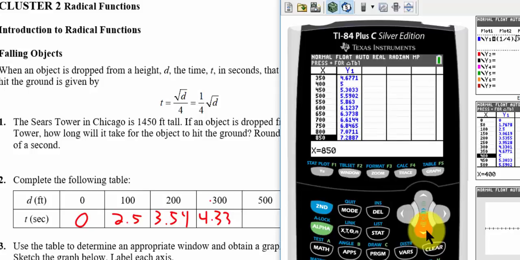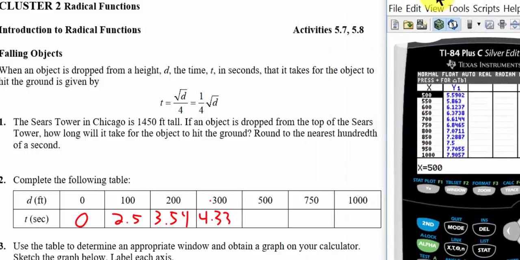So I'm just going to keep pressing the down arrow. There we go. Now we have the values for 500, 750, and 1,000. So let's write that in our table.